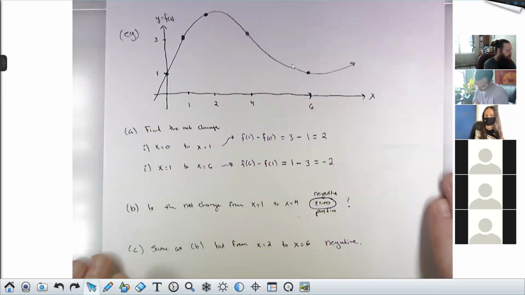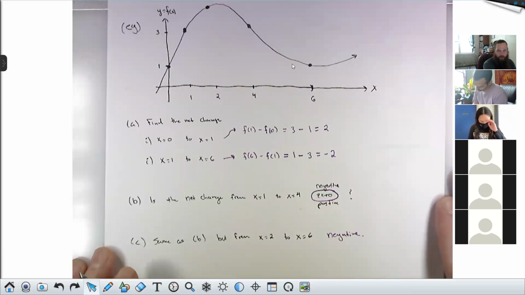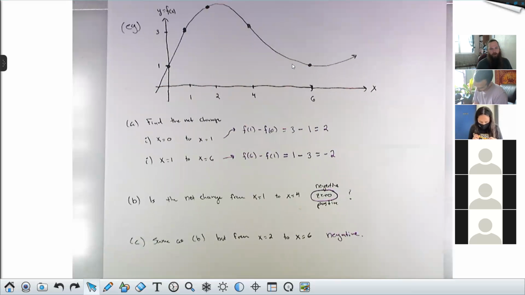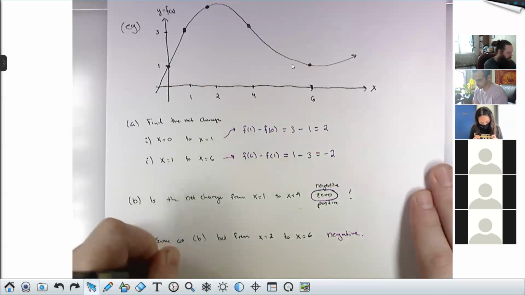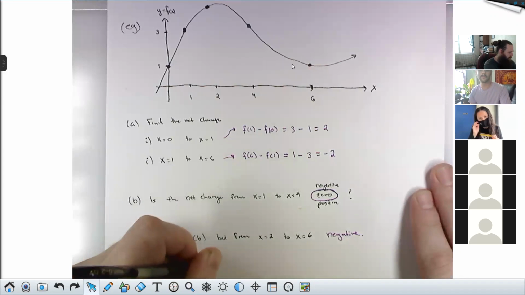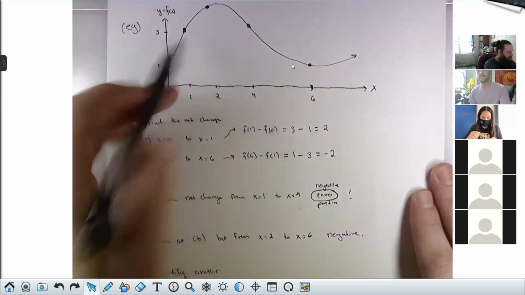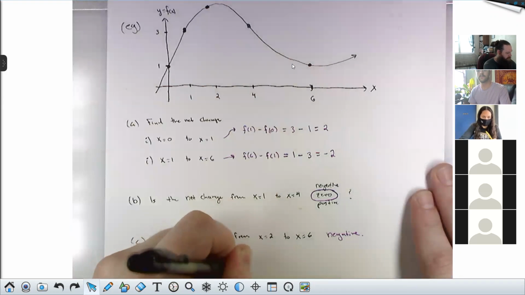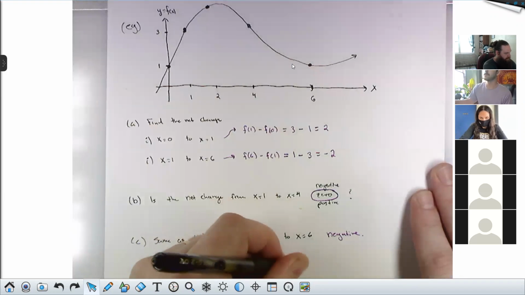negative. Can anybody identify another interval, another a and b, where the net change would be 0? One and 6. Almost. 1 is up here, which is above 6. 0 and 6. 0 and 6? 0 and 6. Very good.